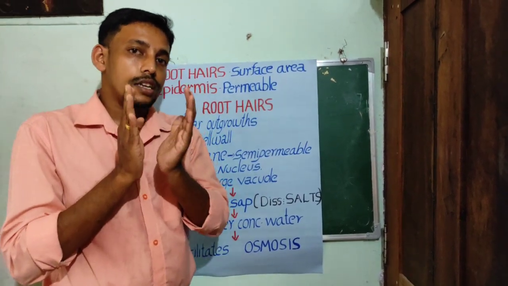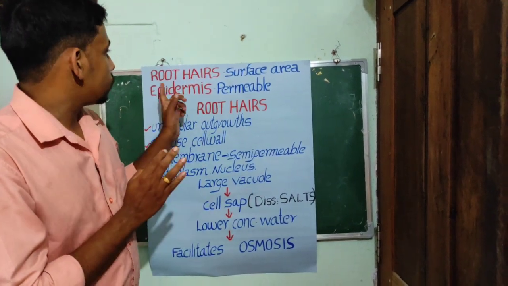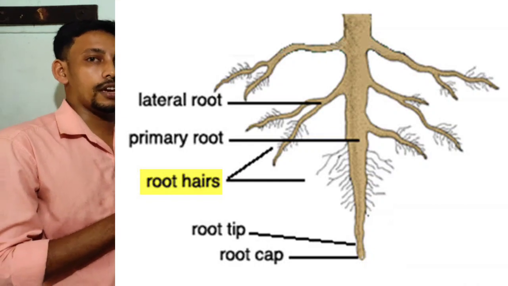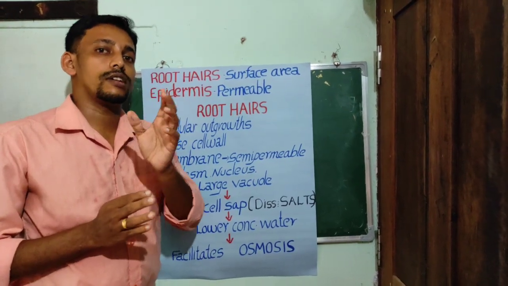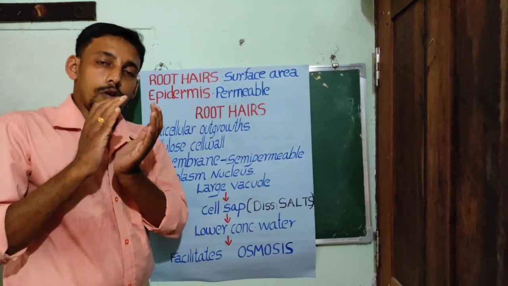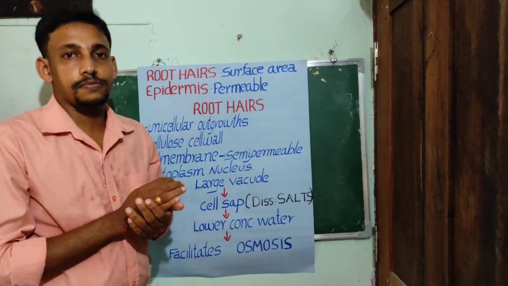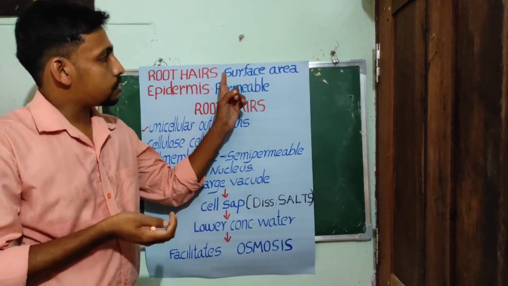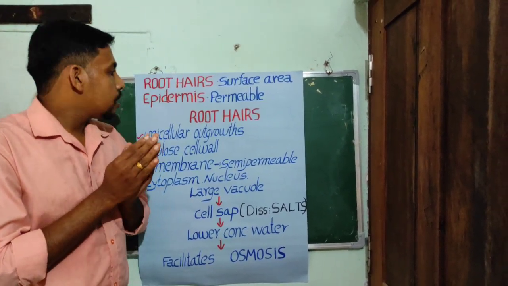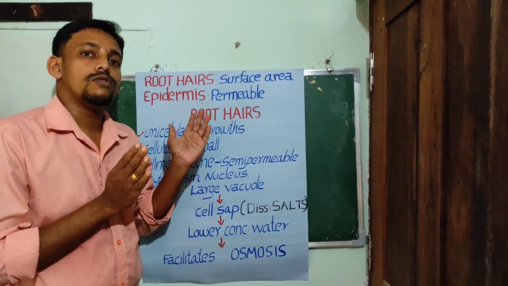Okay, the root contains some root hairs. The root consists of root hairs, which increase the surface area for the absorption of water and minerals. So from the surface of the roots there arise minute root hairs, which increase the surface area for the absorption of water. Then the epidermis of the root hairs is easily permeable to water.